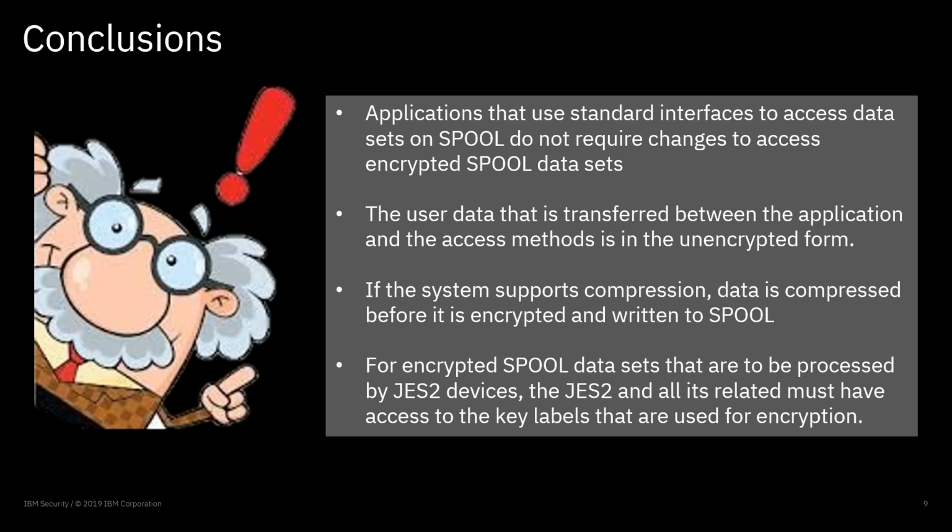And finally, remember, for encrypted spool datasets that are to be processed by NJE and offload devices, ensure that JES2 and its related address spaces have access to the key labels that are used for encryption.